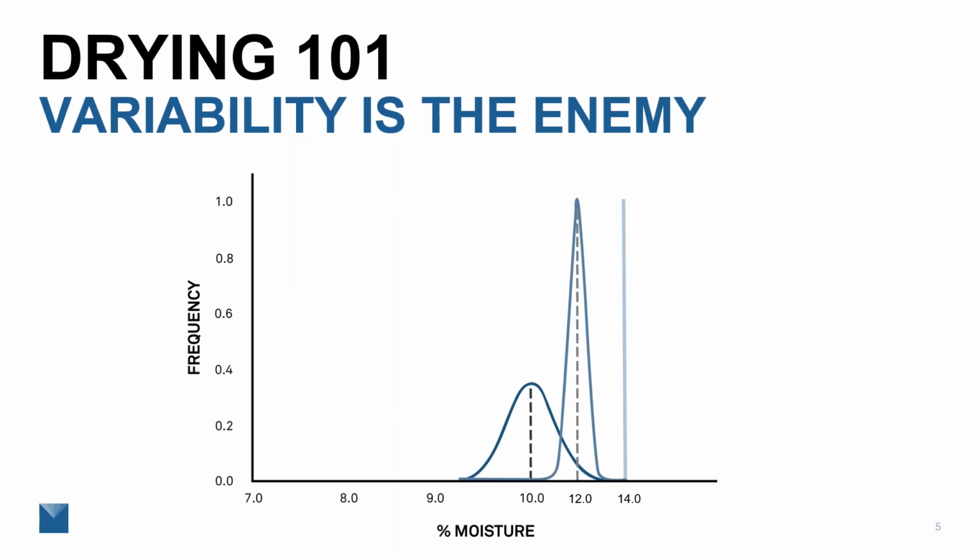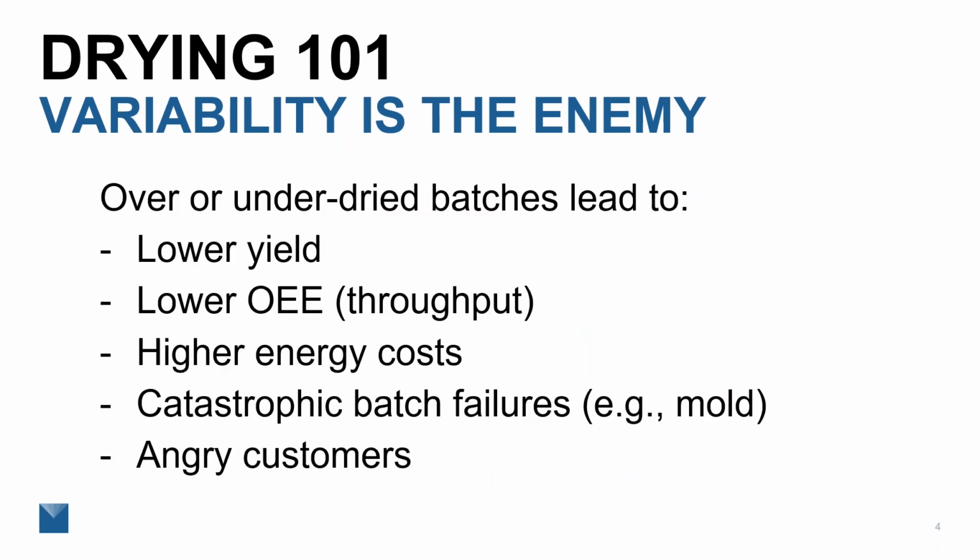How does drying variability impact the performance of food processors? Variability is the enemy. It gives you over and under dried batches. These batches result in lower yield, lower throughput, higher energy costs, moldy product, and dissatisfied customers. In spite of this, I've learned from visiting hundreds of food processors that every one of them has a lower average moisture content than they need to, because they are trying to avoid the catastrophic cost of under drying their products.